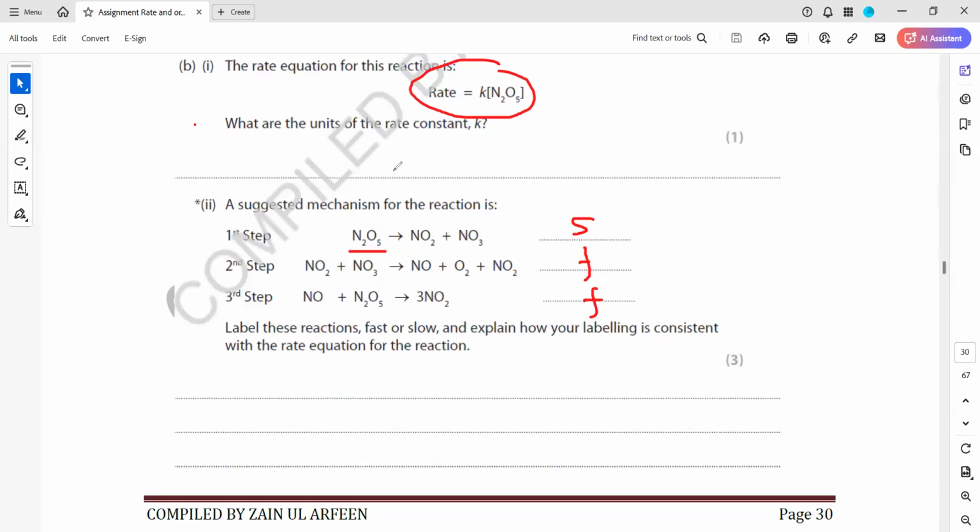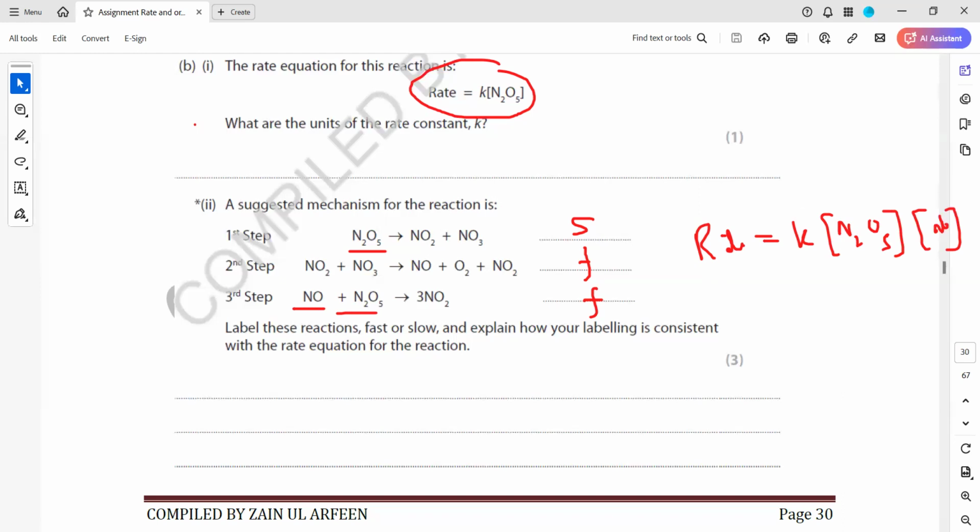N2O5 is also present in the third step, right? No, N2O5 is not present in the third, but NO is also present. So if this was the case, then what should the rate equation be? Yeah, NO should also be there. So in that case, it will be k times the concentration of N2O5 and the concentration of NO. Yeah, got it. Both should be there because these are the reactants.